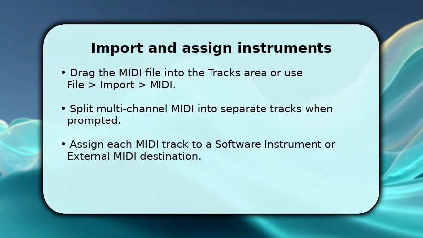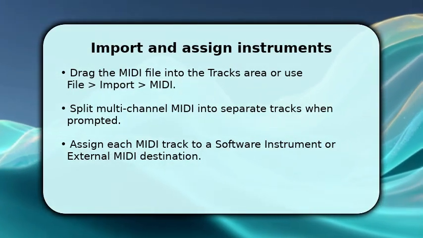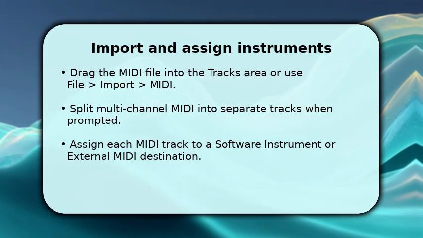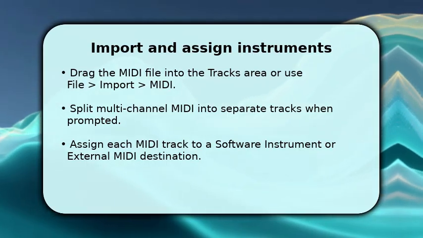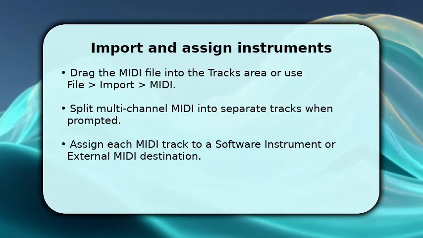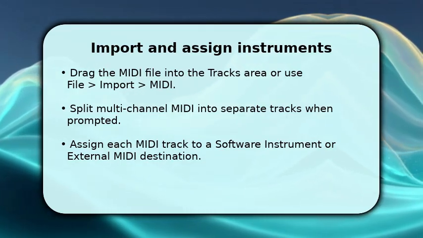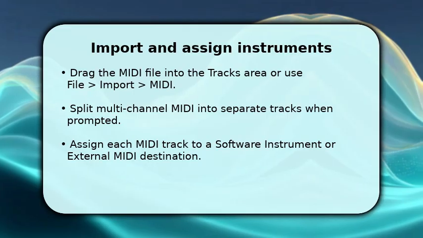Now drag the MIDI file into the tracks area or choose File Import Midi to bring it in. Garageband will display regions. When the file contains multiple channels, split them into separate tracks so you can assign sounds per part. Next, select each track and pick a software instrument preset or route it to an external MIDI device.